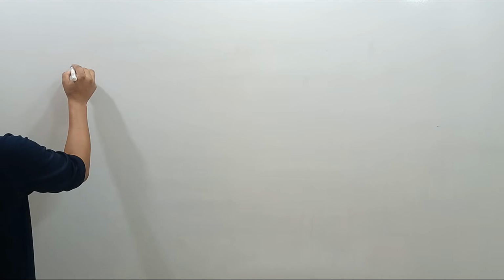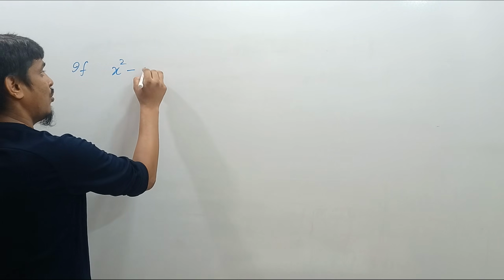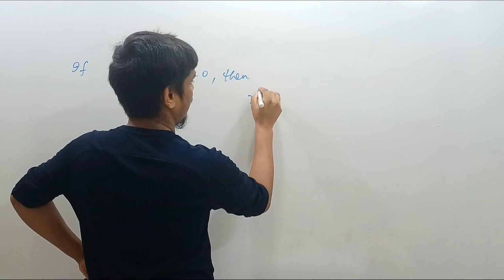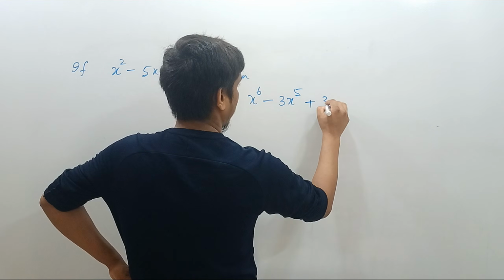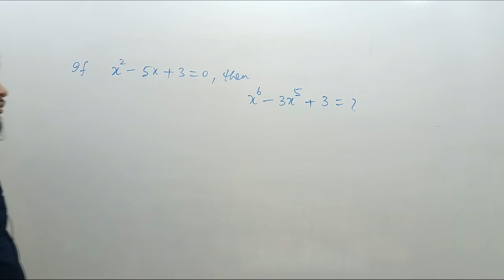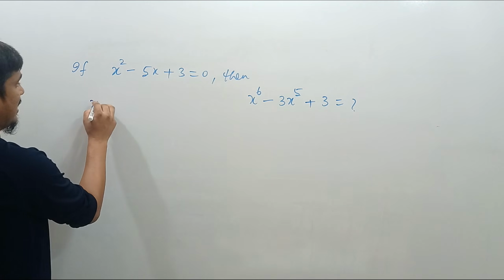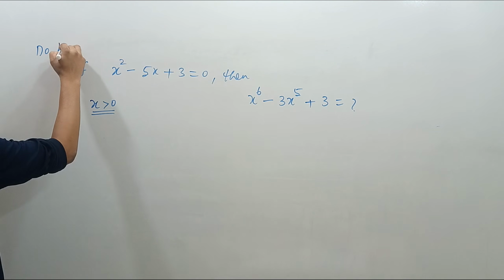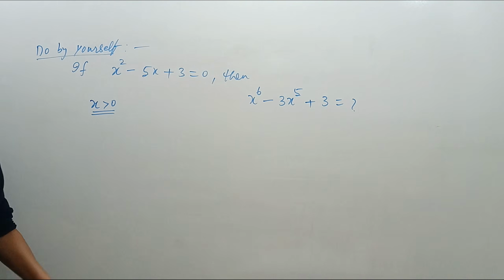You can give a try for this. If we have been given x square minus 5x plus 3 is 0, then find the value of x to the power 6 minus 3x to the power 5 plus 3. By using the reduction method, you need to find the value of this one. Here I am giving the condition that x is positive. Do it by yourself and comment down the answer for this question.